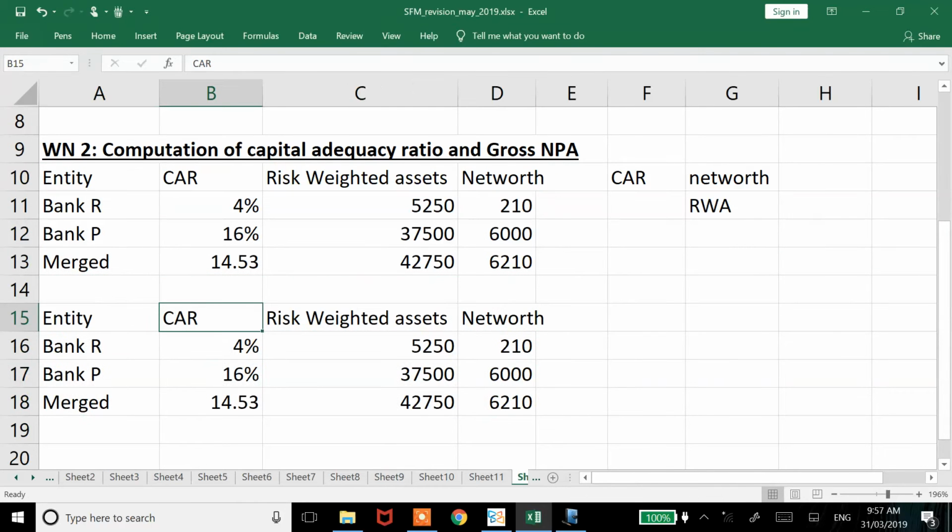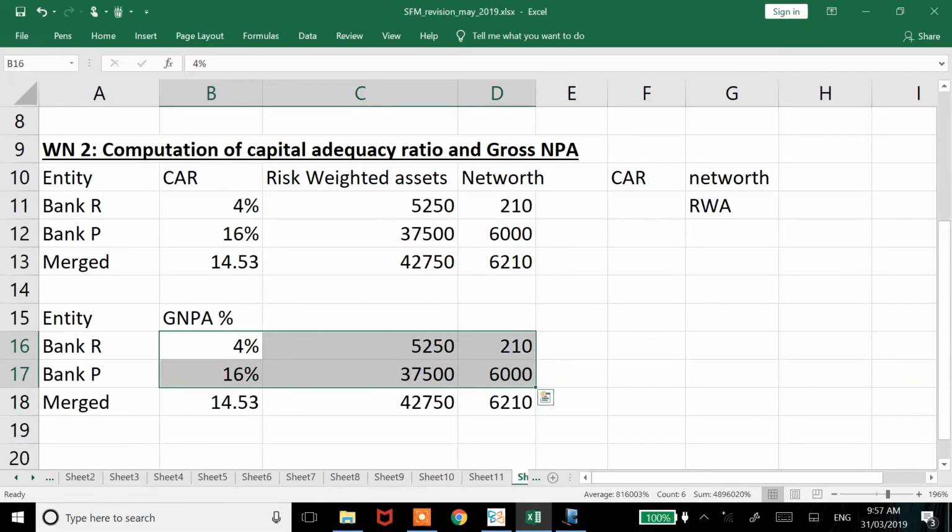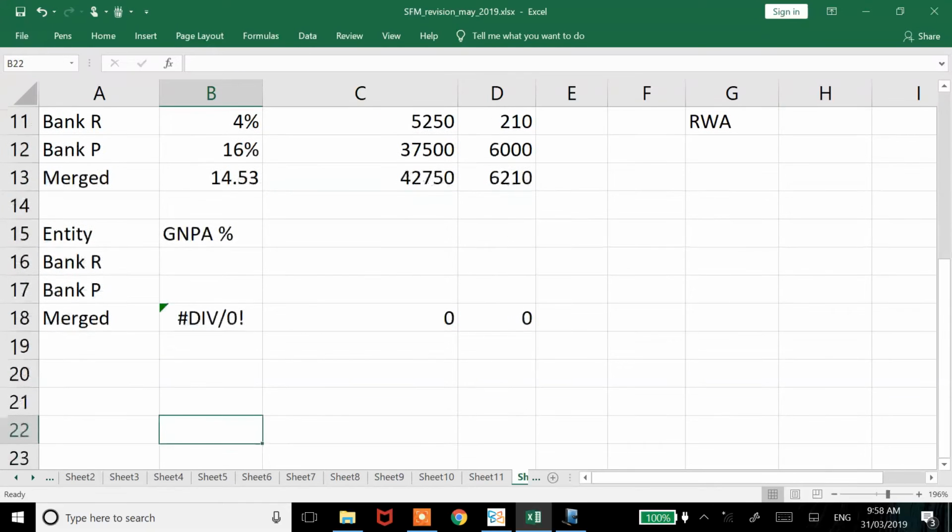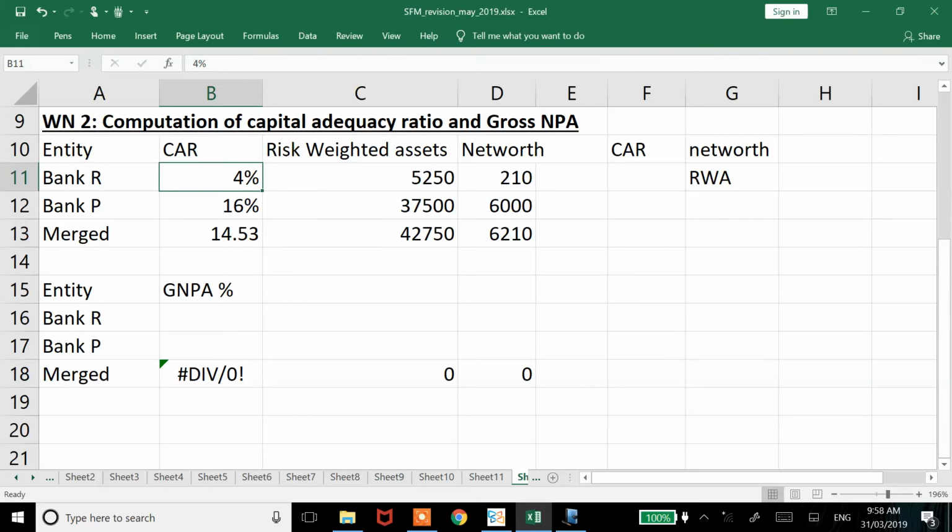Same thing I'll again do. Entity, gross NPA percentage. We'll decide what should be the 2 points. Any doubts on the capital adequacy ratio calculation? If you know the formula, whatever is the denominator technically becomes the third column, and net worth is the fourth column. You need not even remember the format. Very clear: second and third column, when I multiply, I need to get to that fourth column. That's how we have devised this.